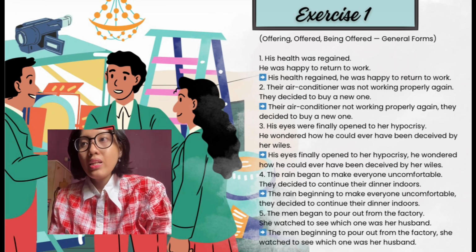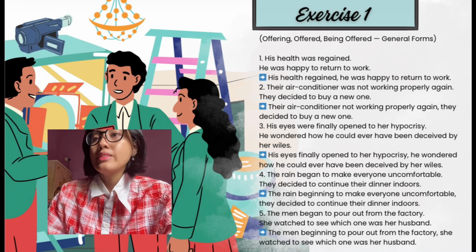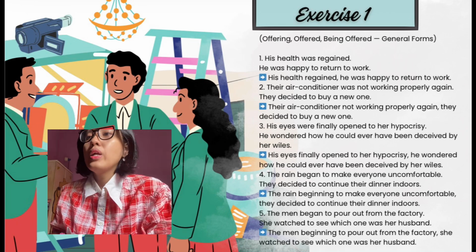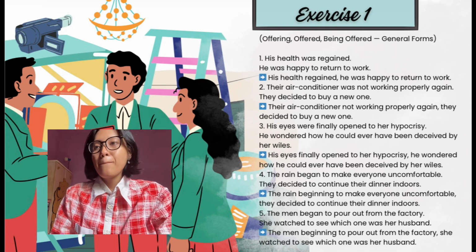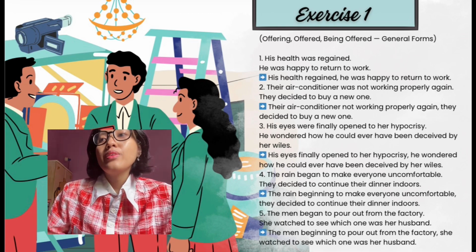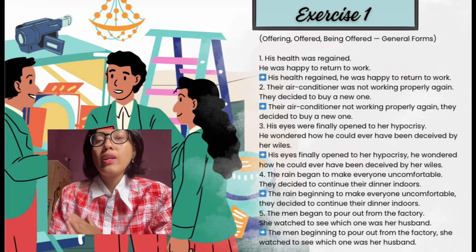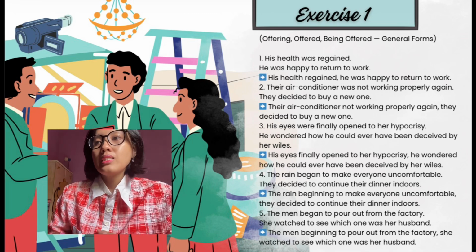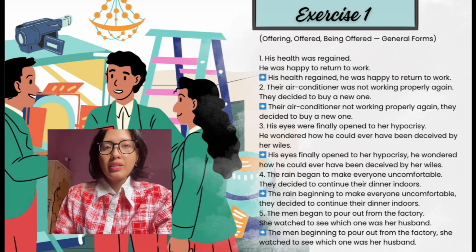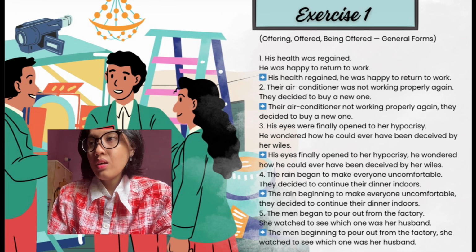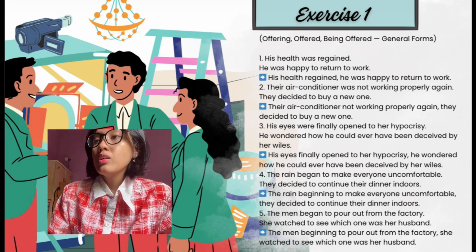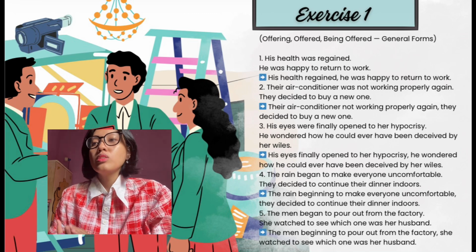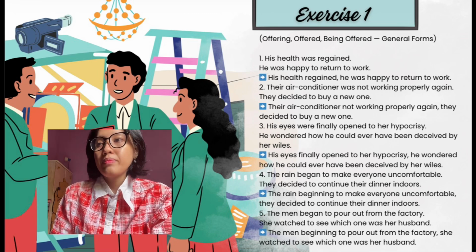Number 3, his eyes finally opened to her hypocrisy. He wondered how he could ever have been deceived by her wiles. Number 4, the rain began to make everyone uncomfortable. They decided to continue their dinner indoors. The rain beginning to make everyone uncomfortable, they decided to continue their dinner indoors.